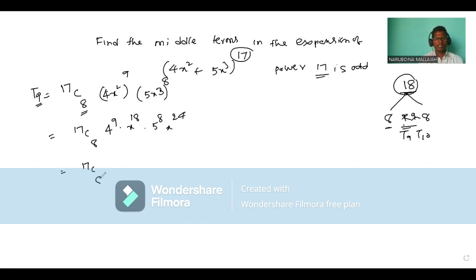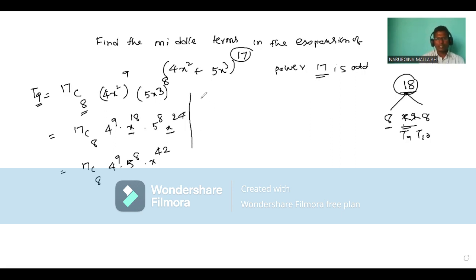17C8, 4 to the power of 9, 5 to the power of 8. Numbers I am putting together. After that, here also x's, here also x's. So base is x, so put 1x. When the bases are same, add the powers, 18 plus 24, that is 42. So this is one middle term.